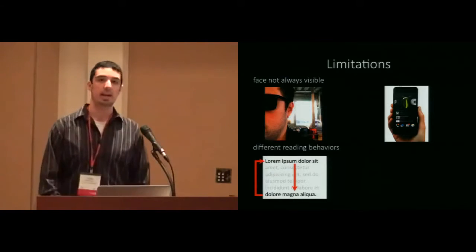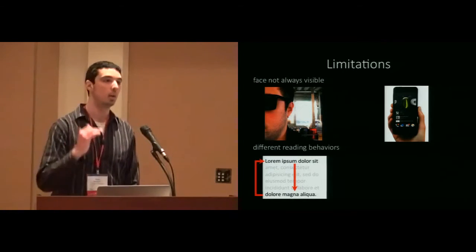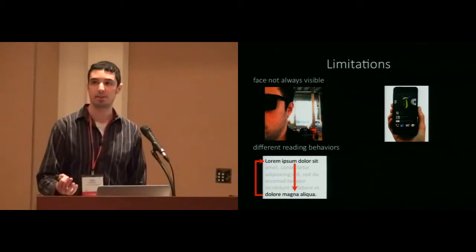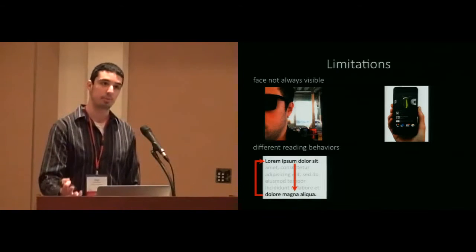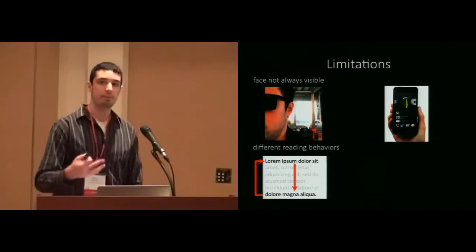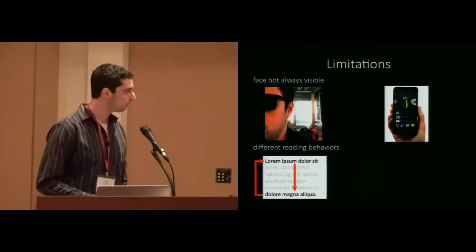Another limitation that we encountered was different reading behavior. So we're assuming sequential reading. You're reading one line after the other, but that's not always the case. Sometimes if you're reading something that you're not very interested in, you'll just skim through it and read very quickly. Or if you don't understand material, you might jump back and look at what you were previously looking at.